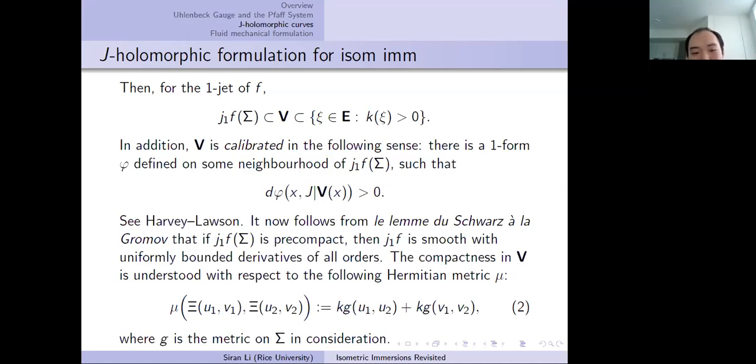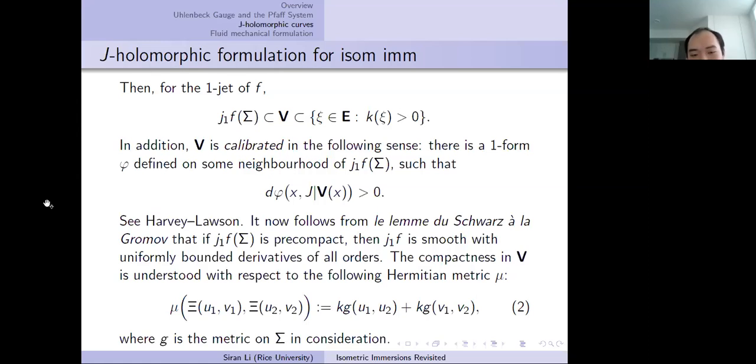Okay, so what's more, this V component is calibrated, in the following sense. This notion of calibration is taken from the calibrated geometries by Harvey and Lawson. It's calibrated in the sense that there exists a one form phi defined on some neighborhood of the one jet, such that d phi acting on X and JX is strictly positive.